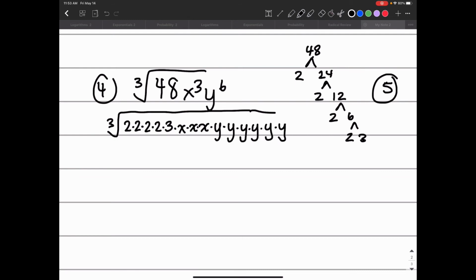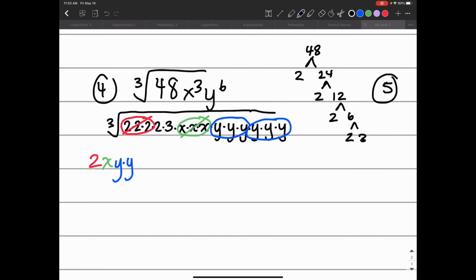I'm taking out a group of three 2's, so then I can write 2 on the outside when I do that. Cross this out. There are no more groups of 3 as far as the constants go, so I move on to the x's. There's a group of 3 x's. I can take that out. Cancel, and then I have a group of 3 y's that I can take out, and another group of 3 y's that I can take out.